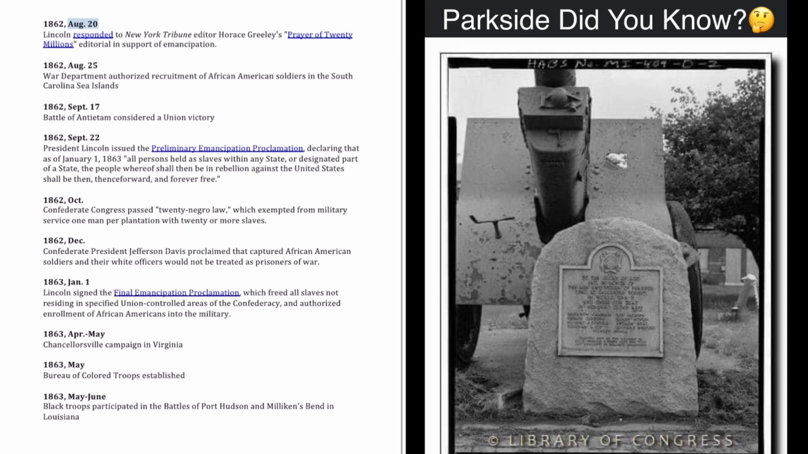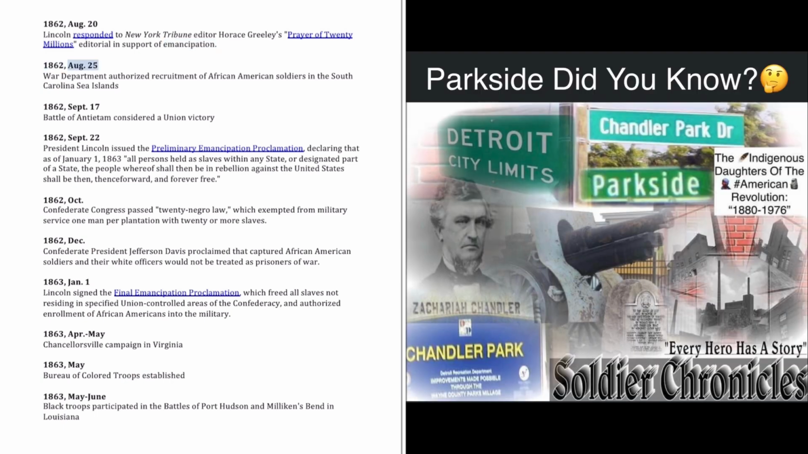1862, August 20. Lincoln responded to New York Tribune editor Horace Greeley's Prayer of 20 Million editorial in support of emancipation. 1862, August 25. War Department authorized recruitment of African American soldiers in the South Carolina Sea Islands. 1862, September 17. Battle of Antietam considered a Union victory.